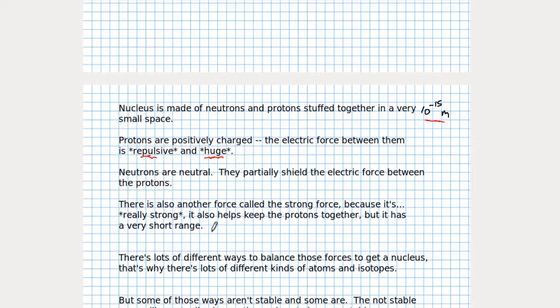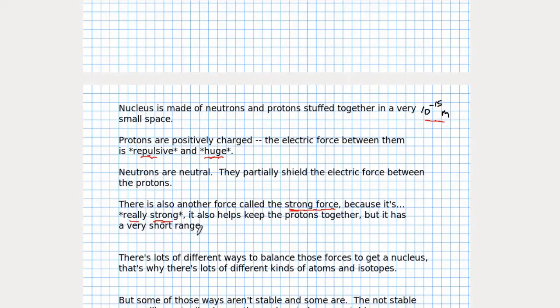But there's also another force called the strong force. Why is it called the strong force? Because it's really strong. Physicists are sometimes not particularly imaginative in their names, and when they realized that there was another force in addition to electricity going on inside the nucleus of atoms, they imaginatively called it the strong force, because they knew it had to be much stronger than electricity to explain how the nucleus stayed together. So it also helps keep the protons together, but it has a very short range.